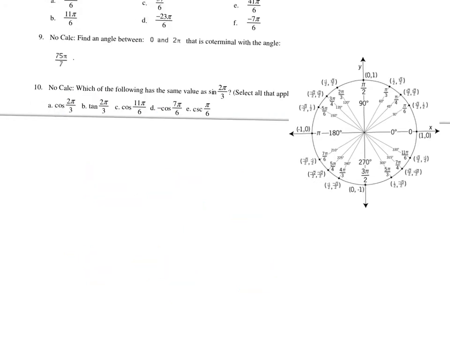All right, next up here, you got number 9. So they're looking for a coterminal angle between 0 and 2 pi. So I would just keep subtracting 14 pi over 7 until I got there. I'll let you guys do that one. I'm going to go on to number 10.